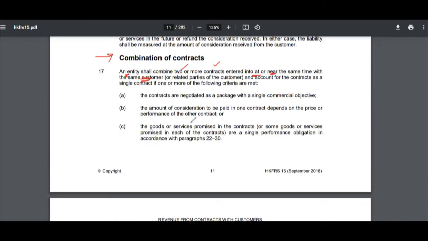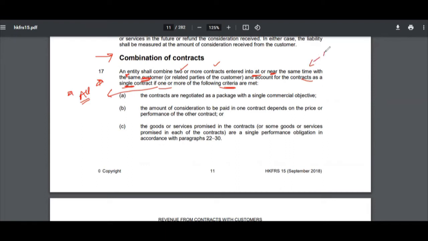You can have one or more contracts with the same customer, and maybe those contracts are similar in nature. So you can combine those contracts together. Why not? It's going to save a lot of time for the company. But in order to combine these contracts as a single contract, one or more of the following criteria must be met, right? This is not an all-criteria condition as we have seen earlier above. So one or more should be met from A, B, C.